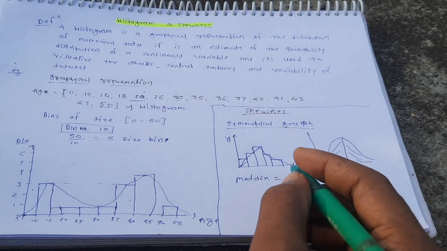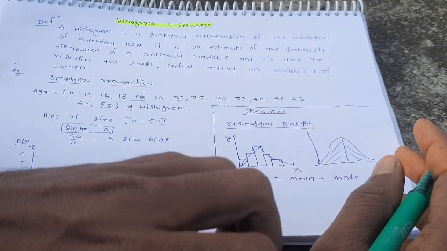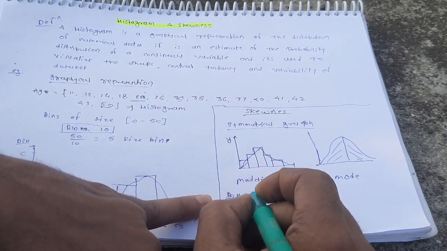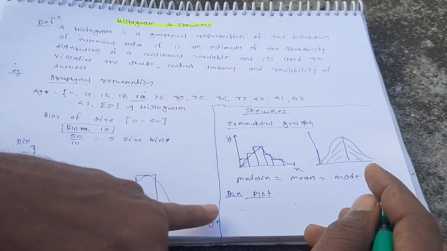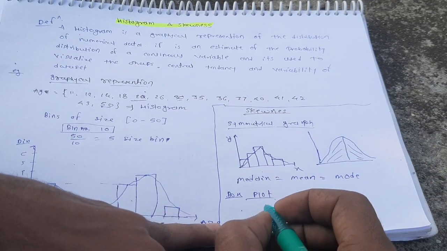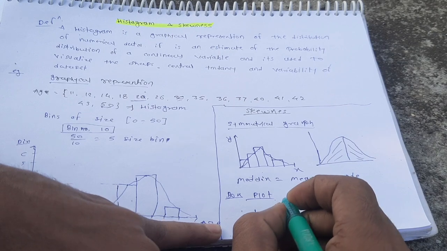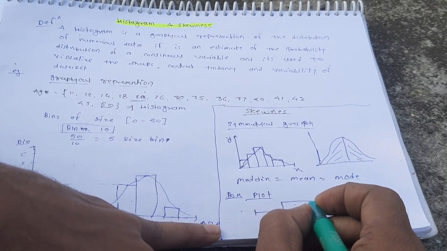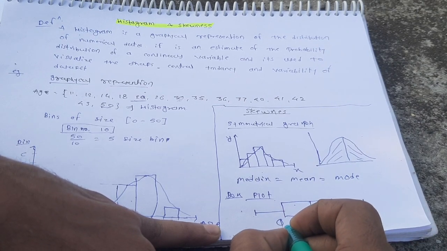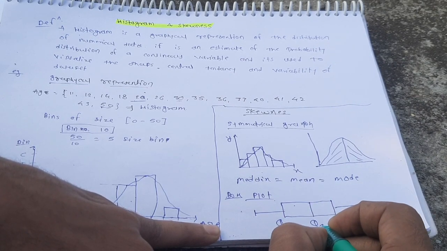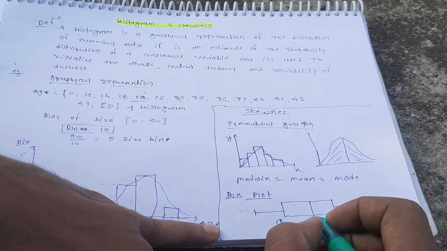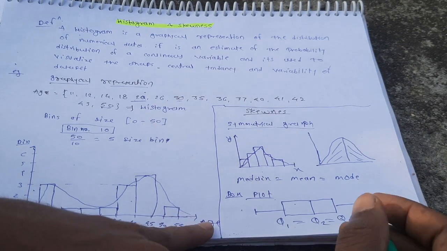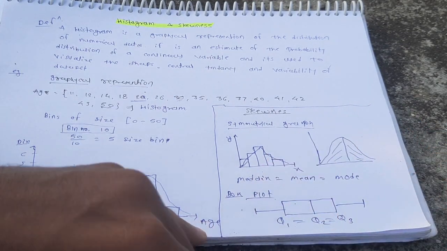There are three types of graph. Since we understand the symmetrical graph, where the mean, median and mode are the same, we are now plotting a box plot. How does a box plot look? This is our box plot, which is also symmetric. The quartiles 1, 2 and 3 are equally spaced, right? That is your box plot for a symmetrical graph, right?